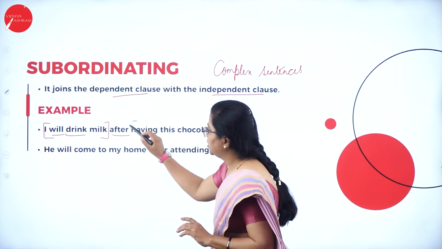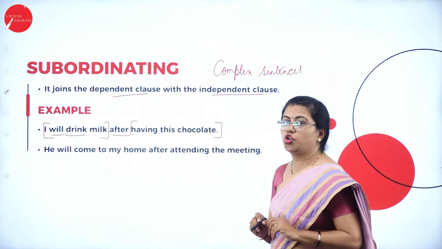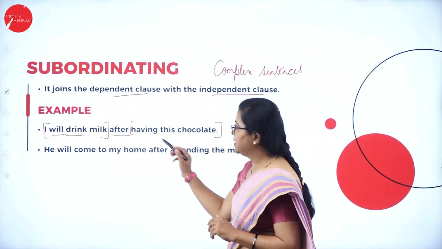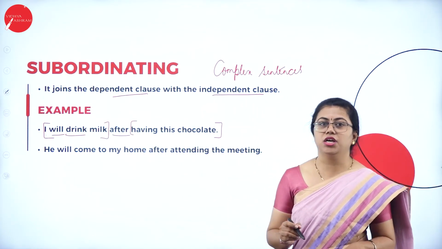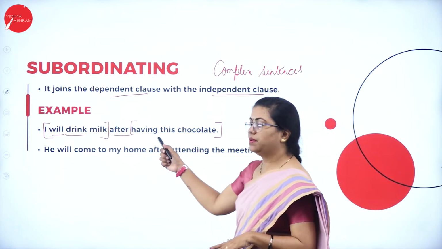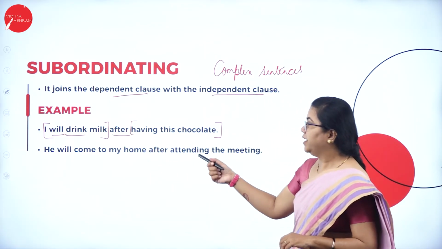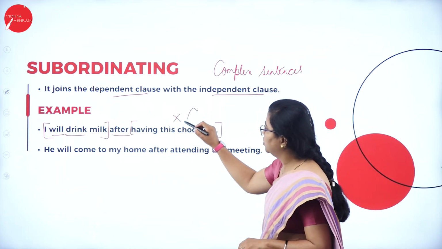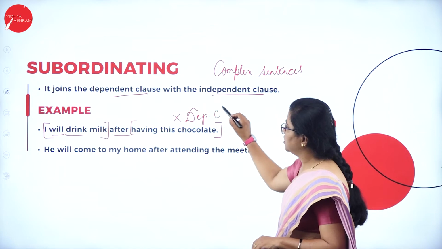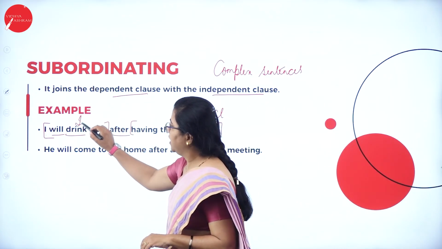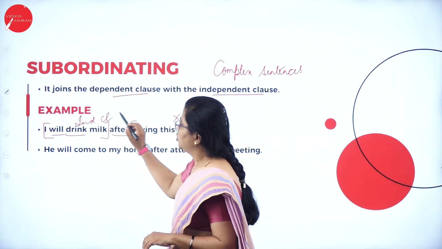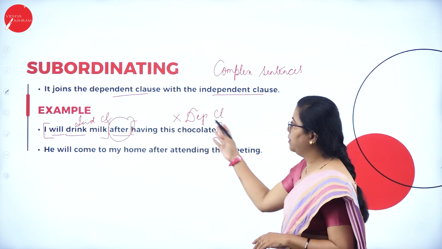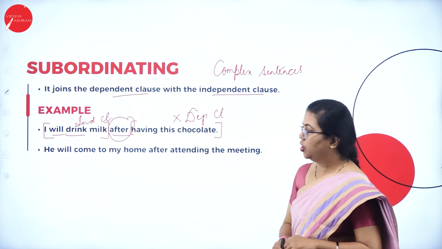Now remove this conjunction. You can just see having this chocolate. So does this give you complete meaning? No. It has a verb in it. Having, it is a verb there. That is the participle form of the verb. And here you can see after having this chocolate, this is not giving you complete meaning. So this is a dependent clause. Fine. This is an independent clause. So a subordinating conjunction is used for combining this independent clause with the dependent clause.